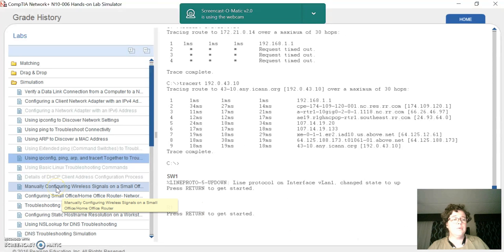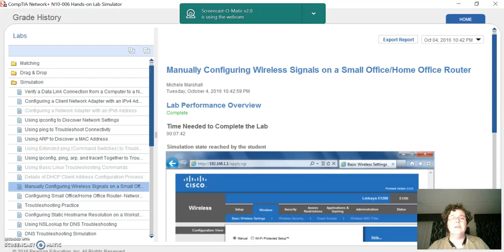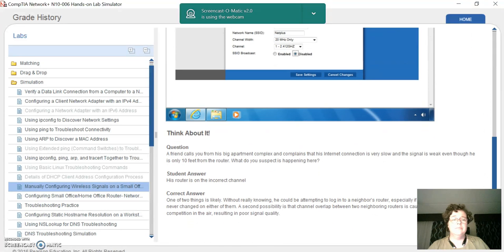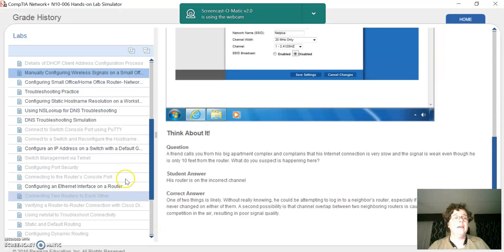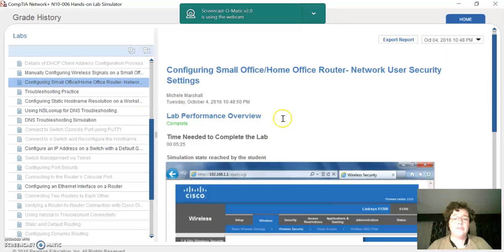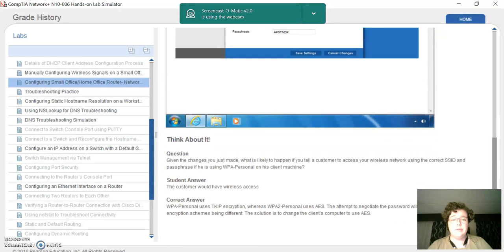All right, next one, manually configuring wireless signals on the router. Here's that one. If nothing else, I am very good at following directions. A lot of these simulations were following directions and just doing exactly what the lab told you to do, and I could do that. When it came to understanding them, I think that's a different story, and I'll talk about that at the end. So I'm going to skip the troubleshooting practice for now.